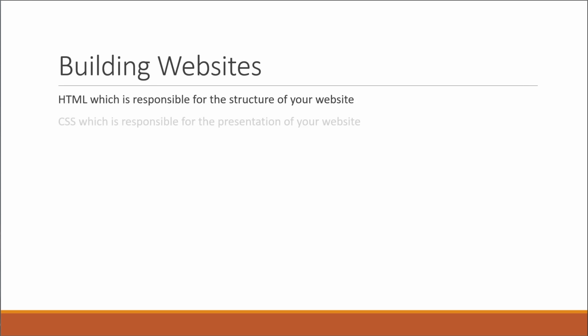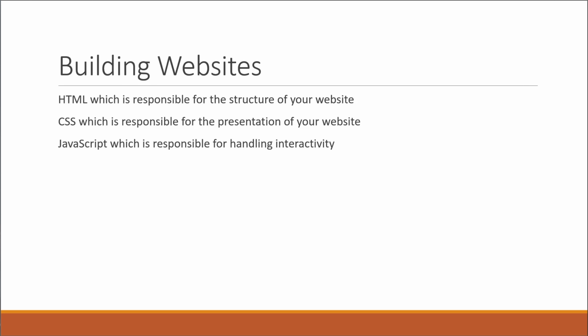Typically, building websites involves three technologies. HTML, which is responsible for the structure of your website, like text or images you see. CSS, which is responsible for the presentation of your website, like colors, spacing, alignment, etc. And finally, JavaScript, which is responsible for handling interactivity, like button clicks, for example. HTML is a prerequisite to CSS and JavaScript for the web, which is why learning HTML is your first step.